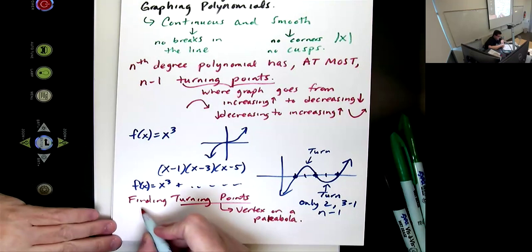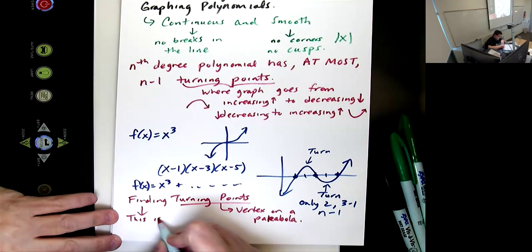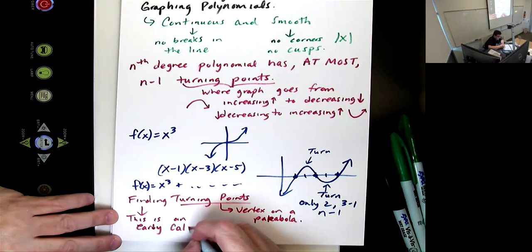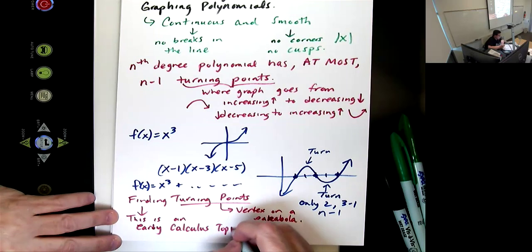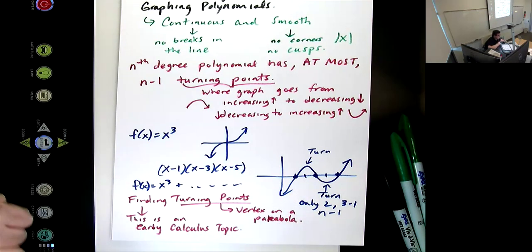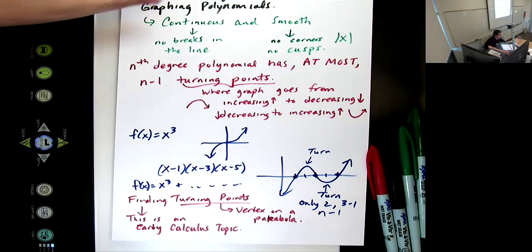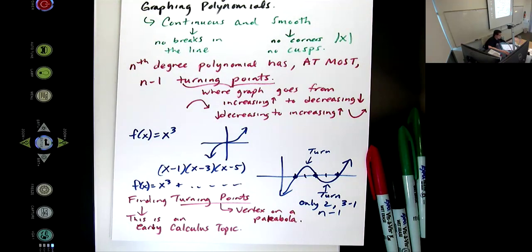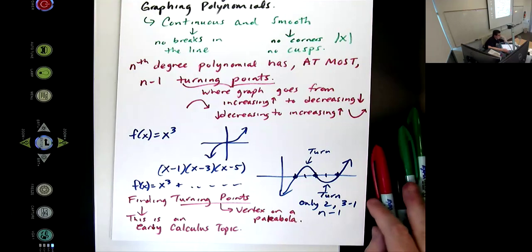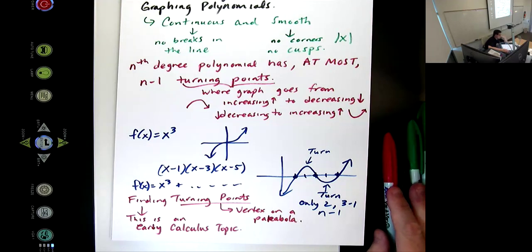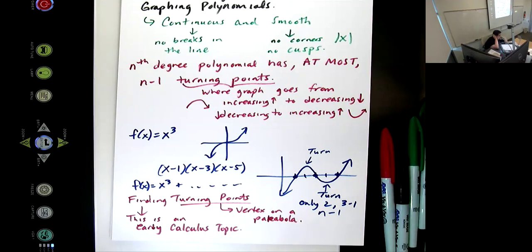So finding turning points, this is an early calculus topic. I'm pretty sure it's in chapter 1. When you start doing calculus, they're easy to find. But we're not going to do it. When I give you some examples today, I'll give you the turning points. I don't know if Alex is going to give you the turning points or not. But if not, I'll show you how to wing it. Because let's face it, if you don't know, you've got to wing it. Or get out a computer, but sometimes all you really care about is a quick sketch.